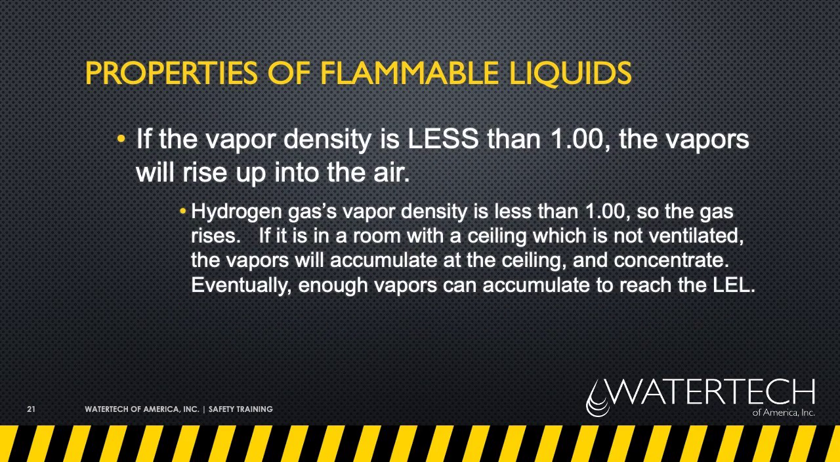Let's talk a little about vapor density. If a product's vapor density is less than 1, the vapors will rise to the ceiling. Hydrogen is less than 1, so that will accumulate up at the ceiling. Ammonia is also going to be up at the ceiling. So if there's a leak and you are in an ammonia engine room, get on the floor and crawl out on your hands and knees.